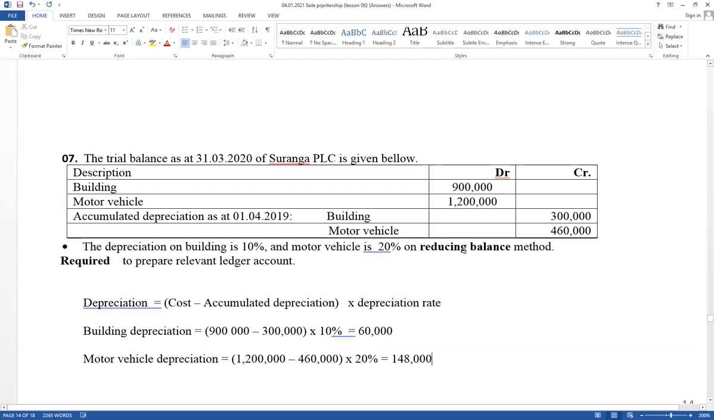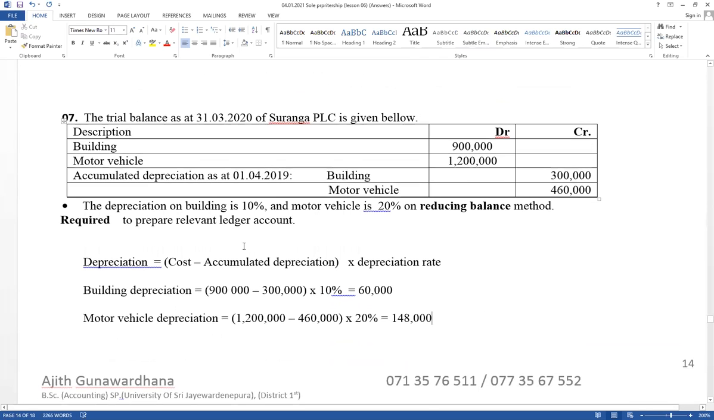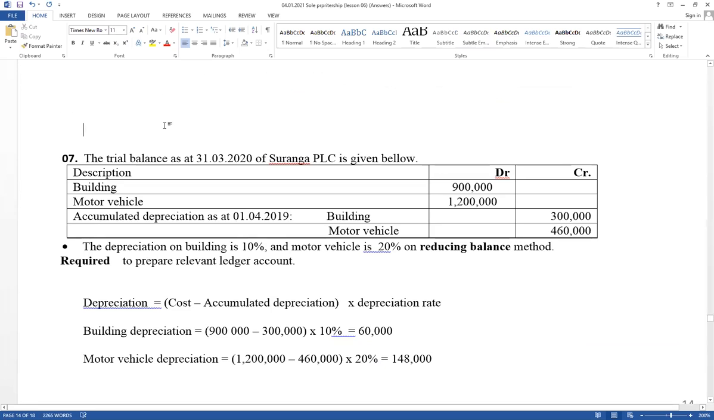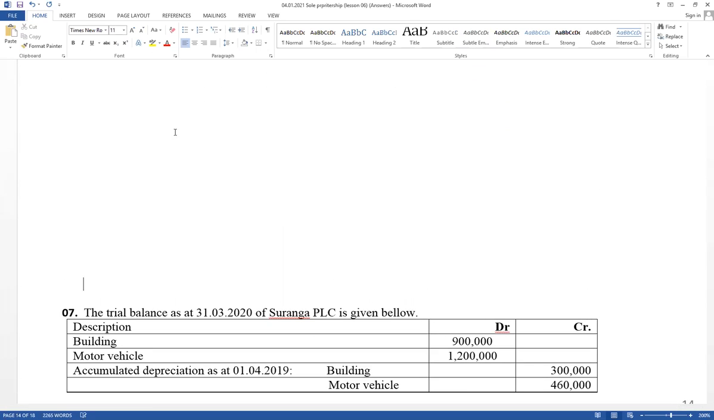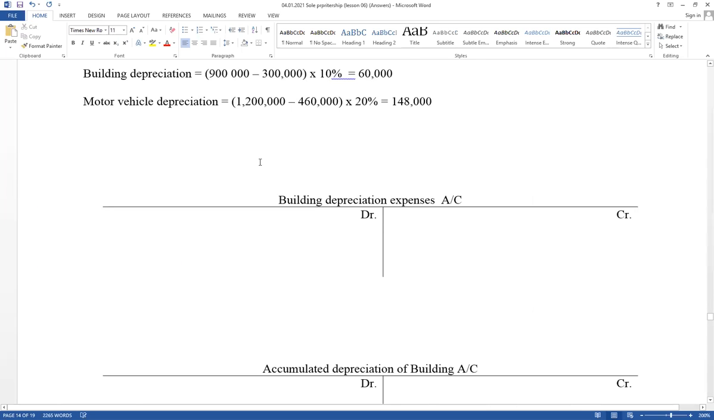Think about the equation. There are two methods that can be applied: straight line basis and reducing balance methods. Then when we are going to record in the ledger account, it is the same way. Depreciation expense account debit, accumulated depreciation account credit. Then record the ledger accounts also. Therefore, for building depreciation, you have to record two ledger accounts: the building depreciation expense account as well as the accumulated depreciation of building.